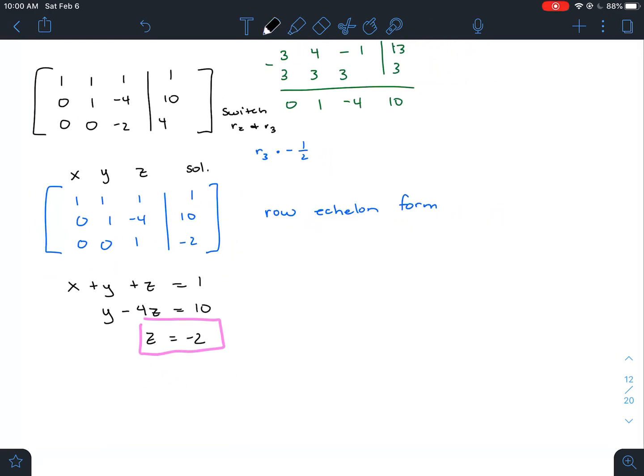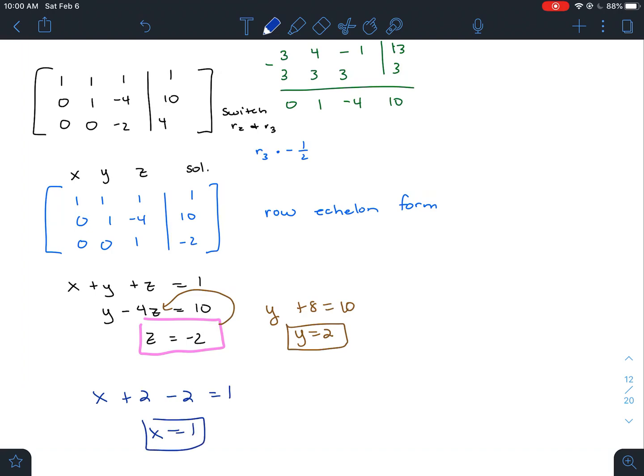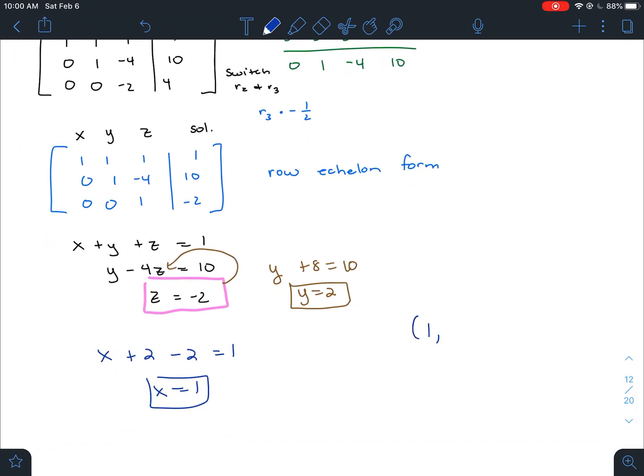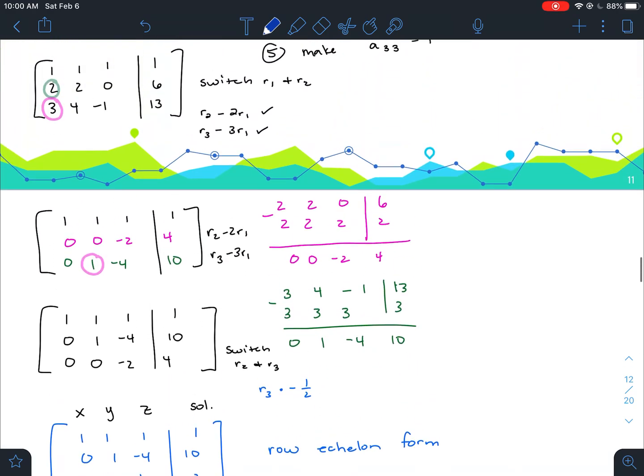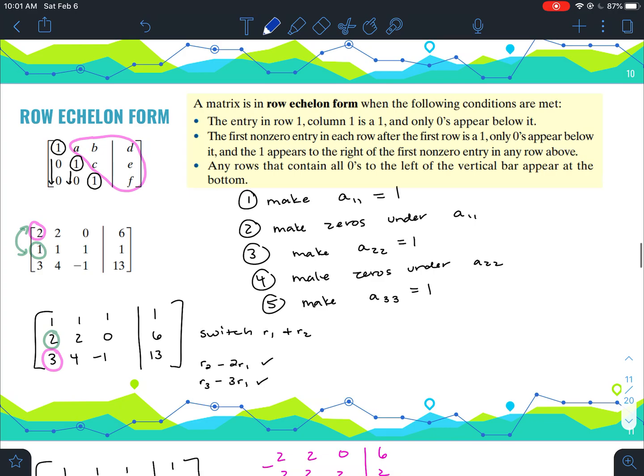So now I'm just going to substitute that into my second equation, and I get y plus 8 equals 10. So subtract the 8 from both sides, and you get y equals 2. And now I can substitute those two values into the first equation, and I get x plus 2 minus 2 equals 1. So I get x to be 1. So now I've solved that system of equations. I get 1, 2, negative 2 as my solution. So we can use row echelon form to solve a system of equations.